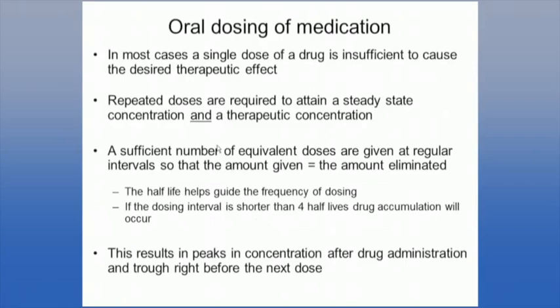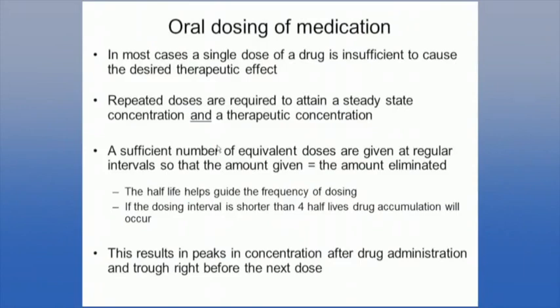Which is a nice segue into talking about oral dosing of medication. In most cases, a single dose of a drug is insufficient to cause a desired therapeutic effect. So what we've talked about before is a pharmacokinetic principle. Steady-state concentration is a pharmacokinetic principle. But the reason we're giving the drug is to look for a pharmacodynamic effect. This is a therapeutic effect. So when you think about what I said before, in most situations, giving a patient one dose of a drug isn't going to bring about the therapeutic effect that we are looking for.